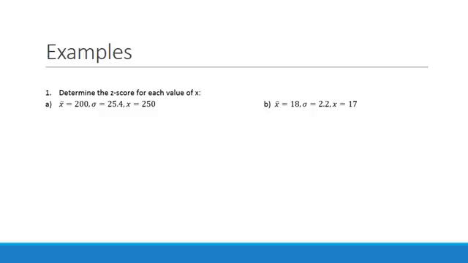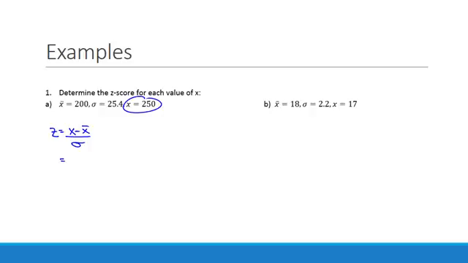Anyway, let's get into some examples. Determine the z-score for each value of x. So this value of x is the data value that you'd be bringing out of a problem. It's a formula, so it should be pretty easy to deal with. There's your formula if you forgot. And then you simply plug things in.